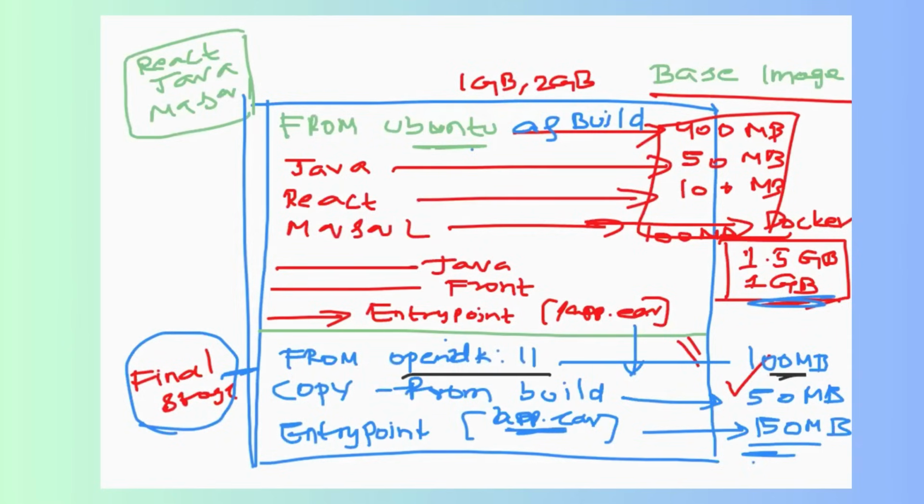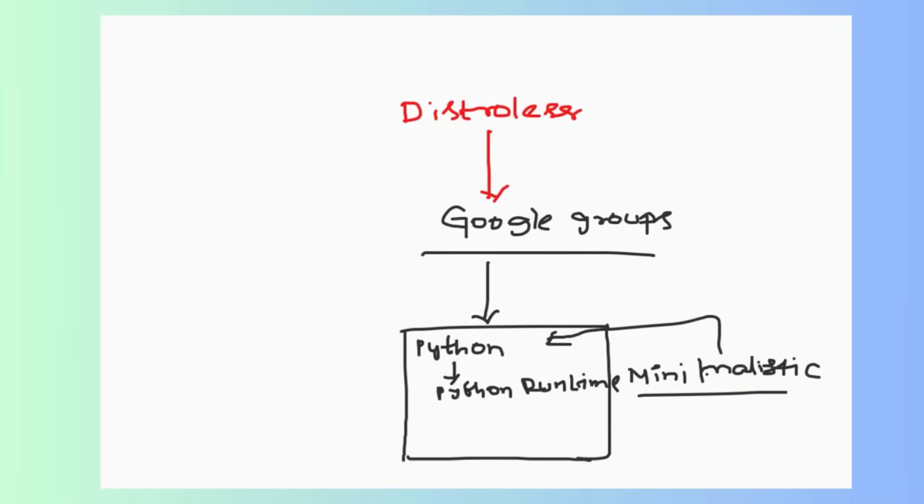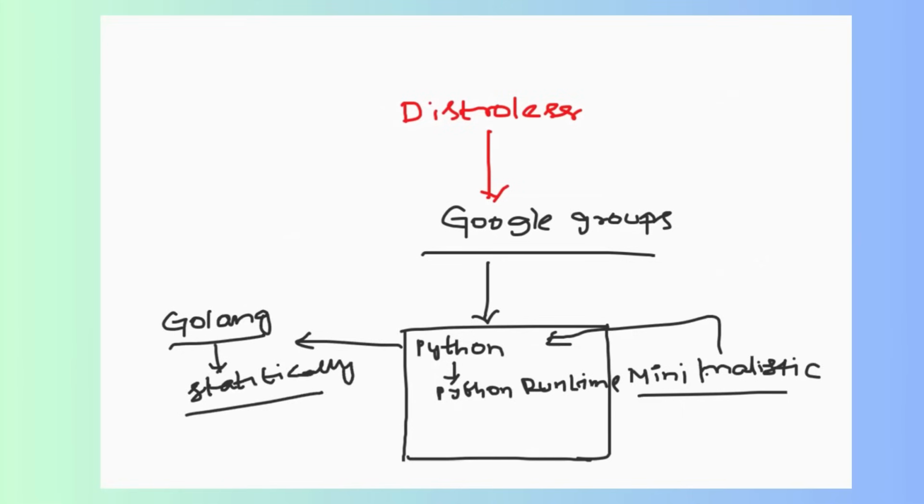Okay, now there will be another kind of distroless images that will not even have a runtime. For example, if you take a Golang application, it is a statically typed application. These statically typed applications don't even require runtimes. So you don't require a Go runtime for executing a Go application, because of which you will reduce your Docker image to typically some 10 MB or 15 MB size.